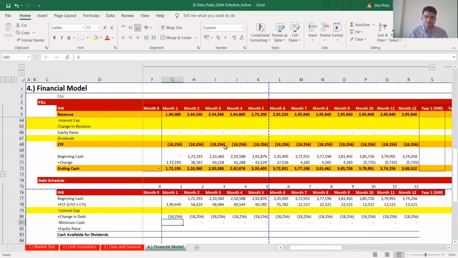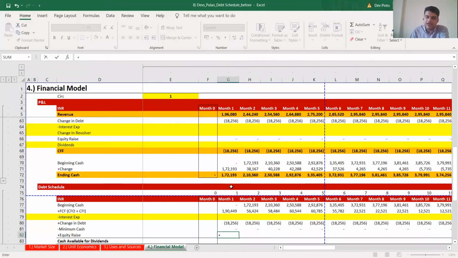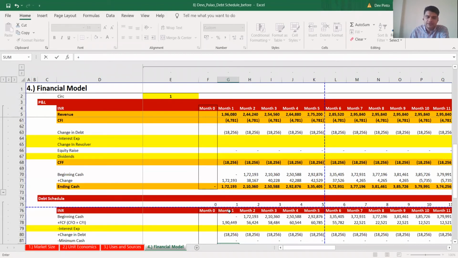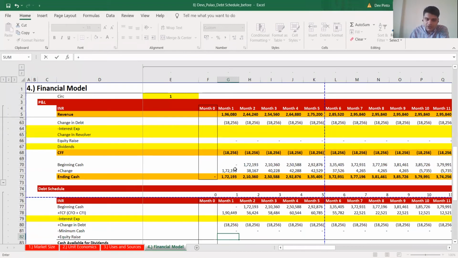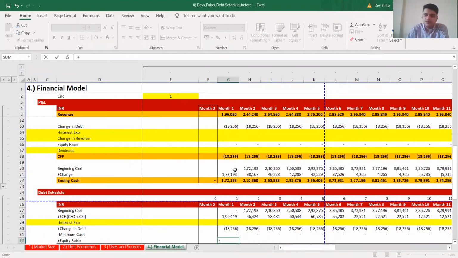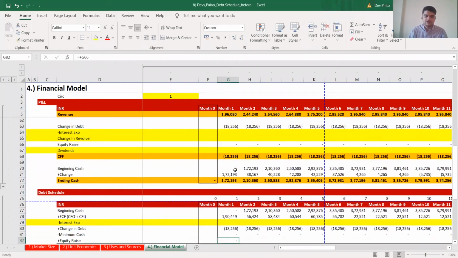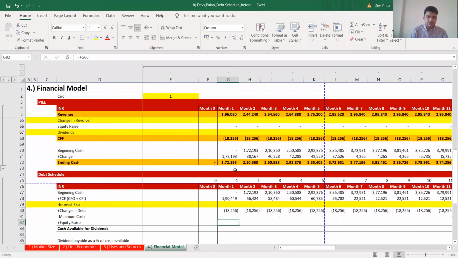So once we go from beginning cash, we had CFO, we had CFI, we had the change in debt, we have subtracted the minimum cash requirements. And now, if we raise money in this period, this would have been a positive number, right? So that would have given us more cash to deal with. So we'll add this over here. Just sum all of these items.